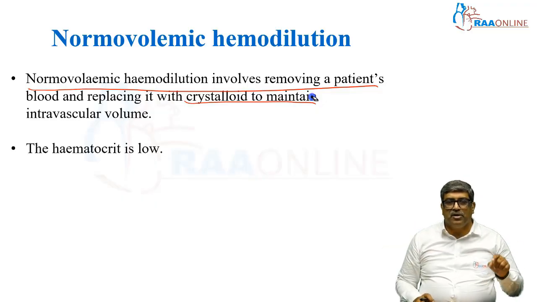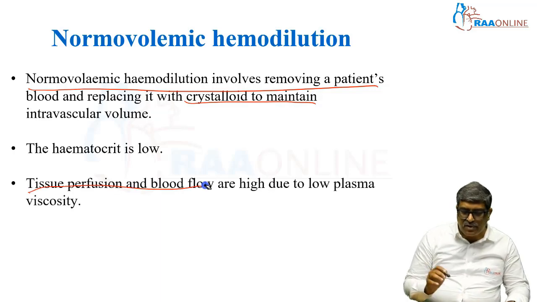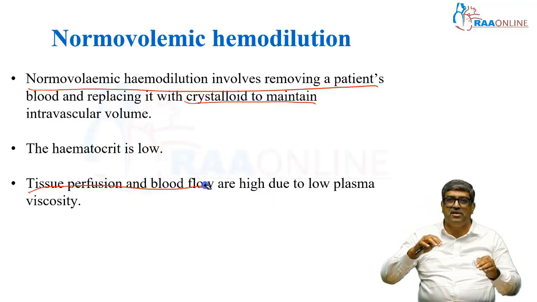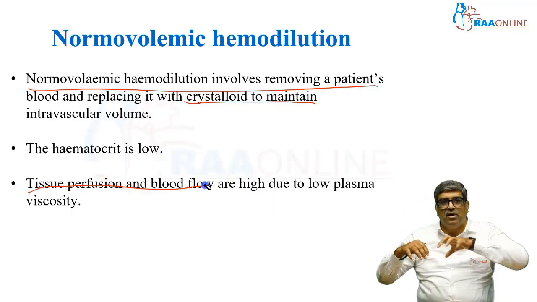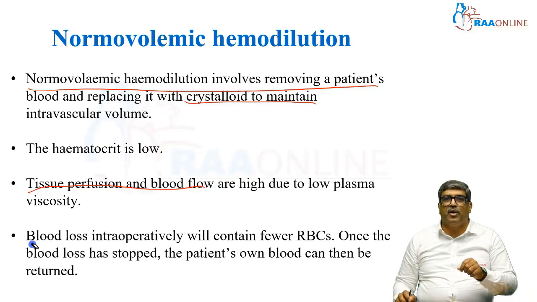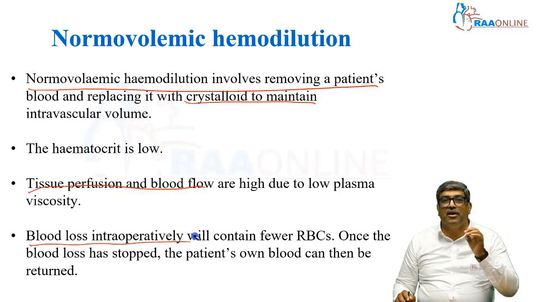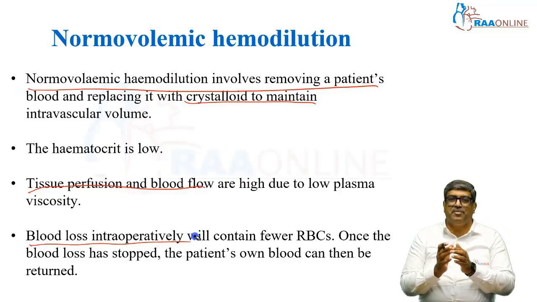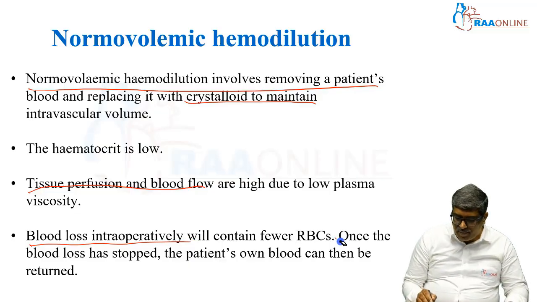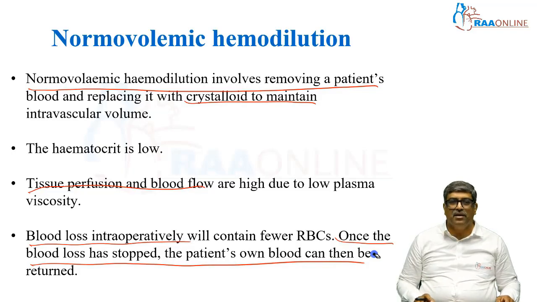By doing this, your hematocrit is going to be low, but the tissue perfusion and blood flow are high because your viscosity is reduced. As your viscosity comes down, your tissue perfusion is increased. Another important thing is the blood loss which happens intraoperatively will contain fewer RBCs because of low hematocrit. Once the bleeding has stopped, the patient's own blood can be returned.